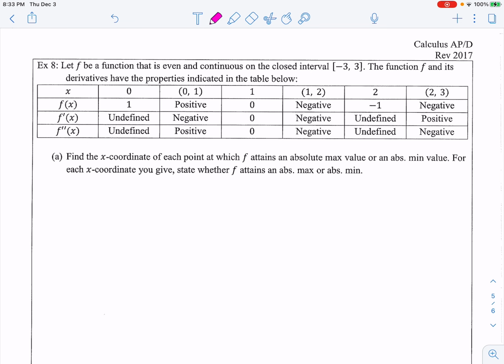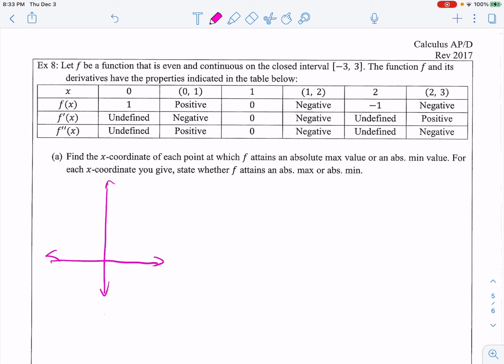All right. The first time I did this, I didn't read carefully. So go back and read carefully. This is: let f be a function that is even and continuous on the closed interval of -3 to 3. The function f and its derivatives have the properties that are indicated below. If it's even, it reflects across the y-axis. I missed that the first time too. Oh my goodness. So now let's do this right.